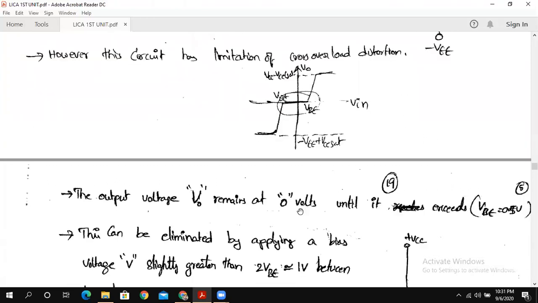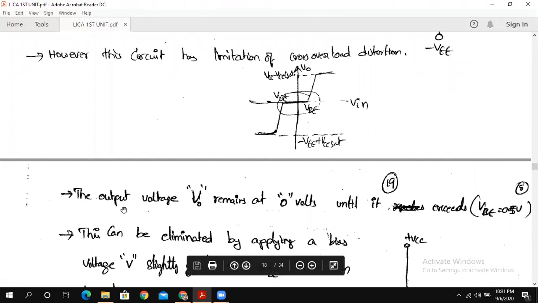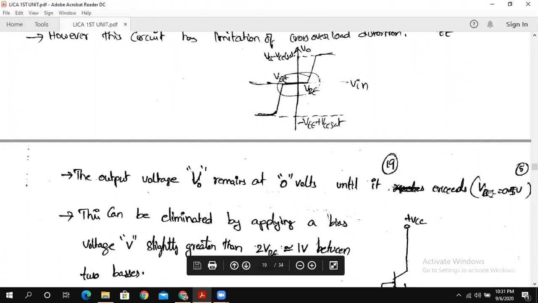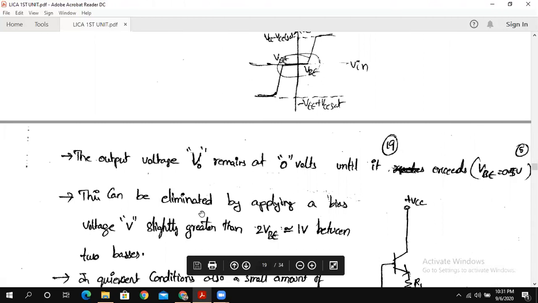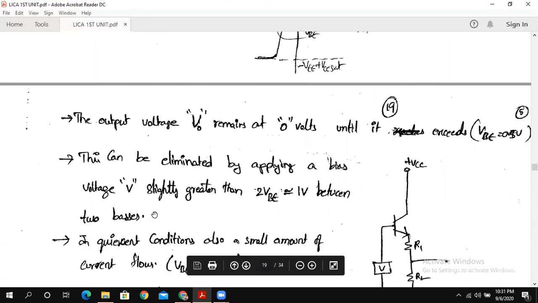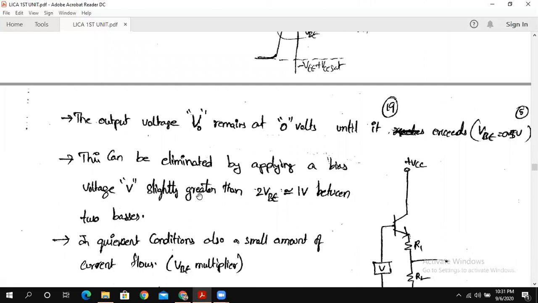That is, the crossover distortion is nothing but the output voltage Vo remaining at 0 volts until the input exceeds VB equal to 0.7 volts. This can be eliminated by applying a bias voltage slightly greater than 2 VBE between the two bases of the transistors.